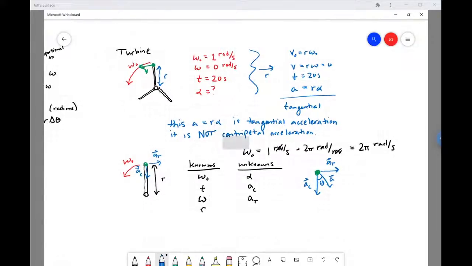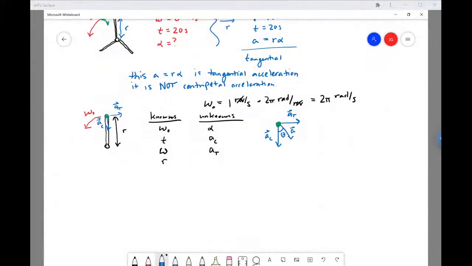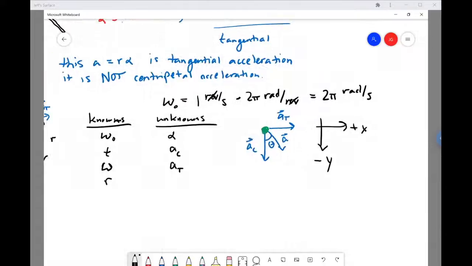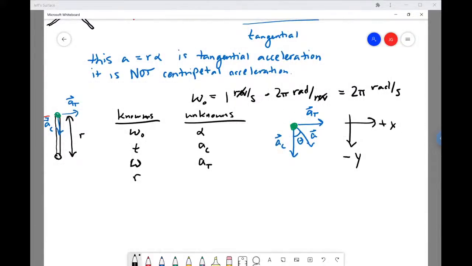So to figure this out, to figure out what these a's are, what the total a is, and this angle, we've got to figure out what AT and AC are. If you imagine this projected on coordinate axes in this moment of time, it's like having an x component and a y component, AT and AC. So if you find AT and AC, you can find the total acceleration A.